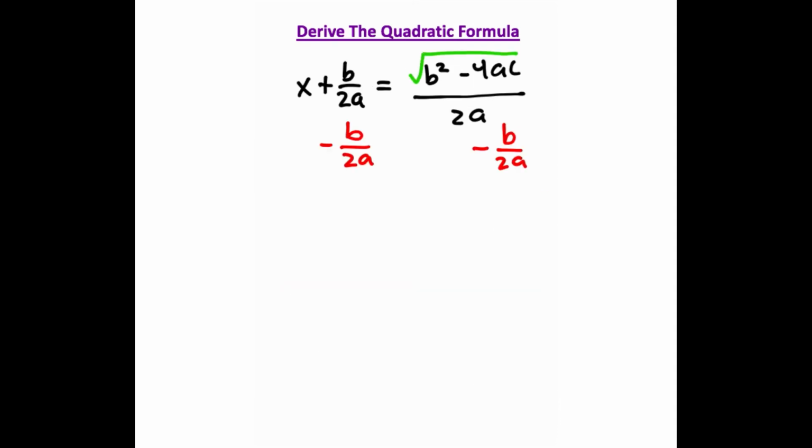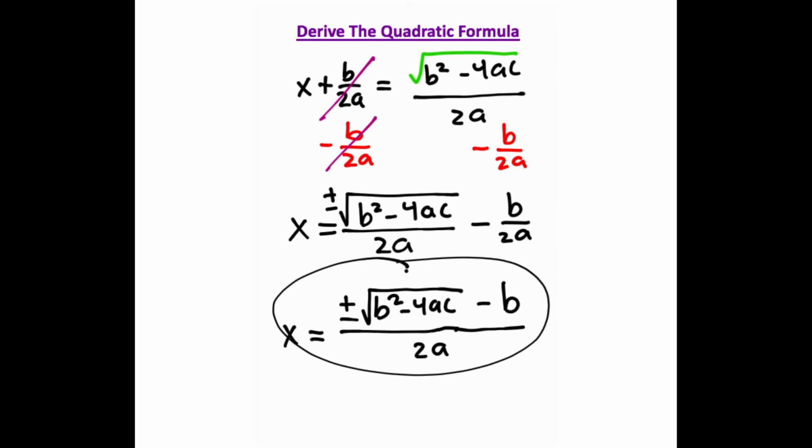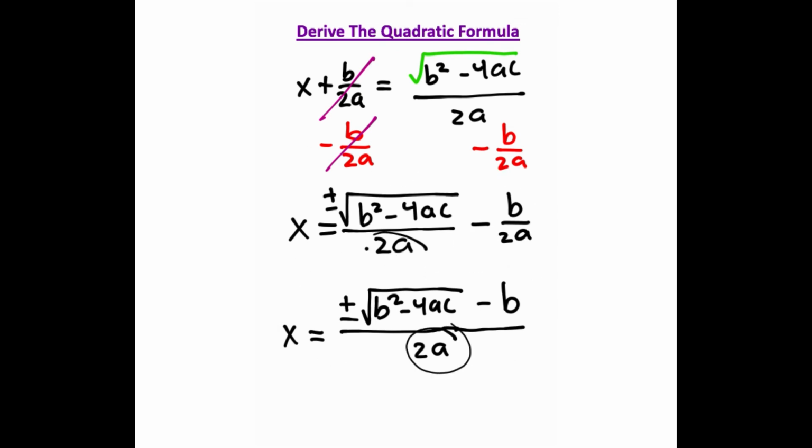So now what you want to do from here is subtract b over 2a from both sides. That's going to get them to cancel on the left side, leaving you with just this expression right here. The square root of b squared minus 4ac over 2a, minus b over 2a. Now the square root is going to create a positive and a negative root. So what you're going to end up with is this expression right here. Now notice that we also combined these together because there's the same denominator on all of these.